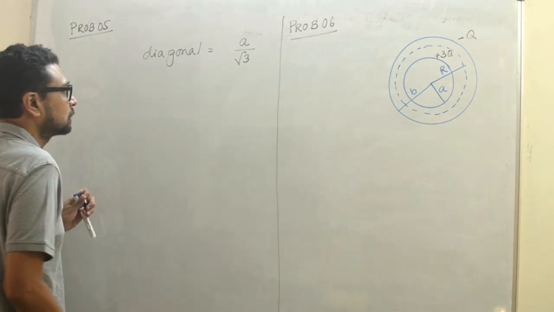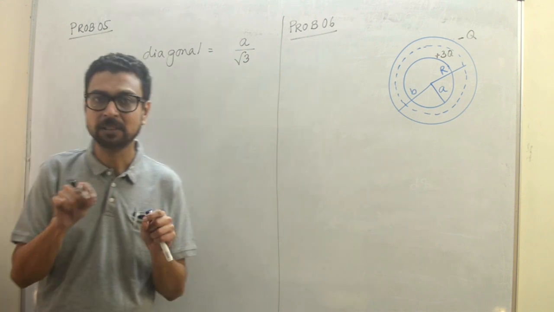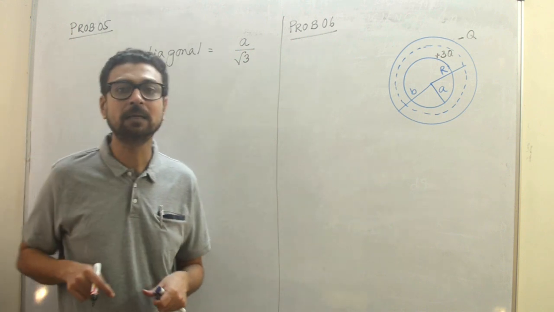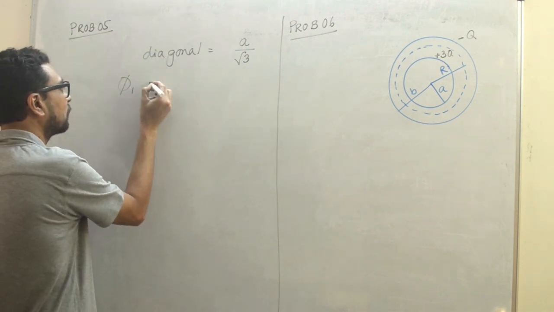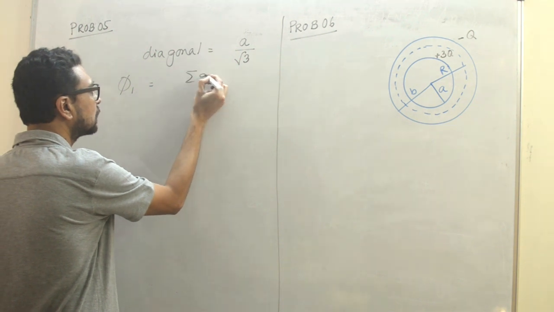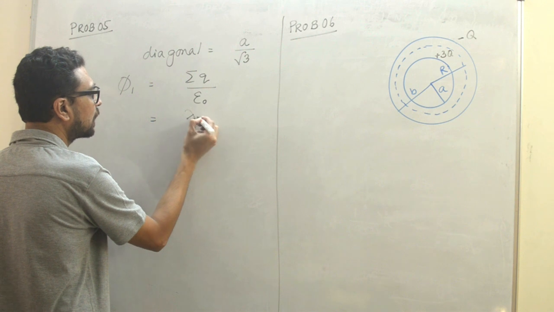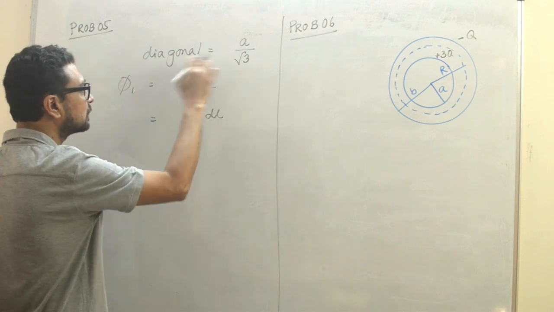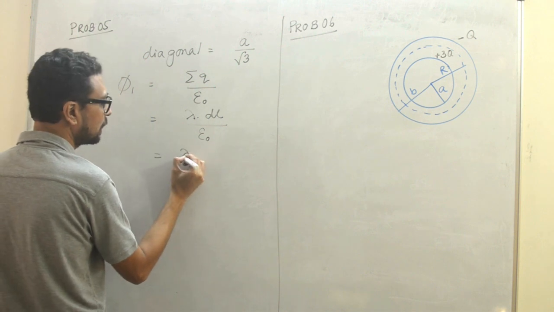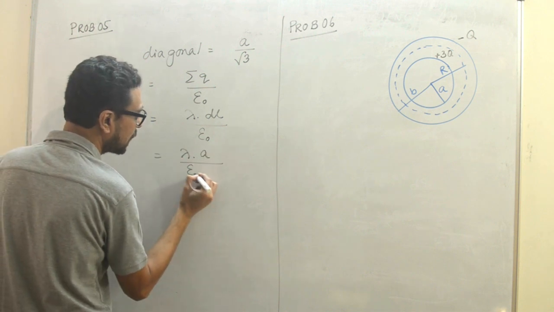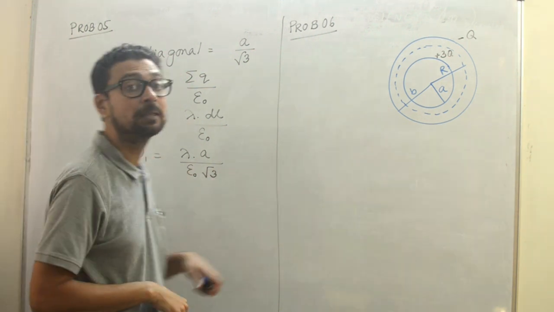But why have I taken the diagonal? Because the rod, or the charges lying on the rod, is actually along the diagonal of the cube. So what is the flux here? Flux is the total charge by epsilon naught, and the total charge is lambda into dl, where dl is the length of the diagonal. So I can get lambda root 3 A by epsilon naught. This is the flux one for the cube.